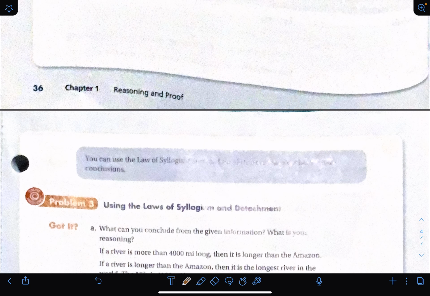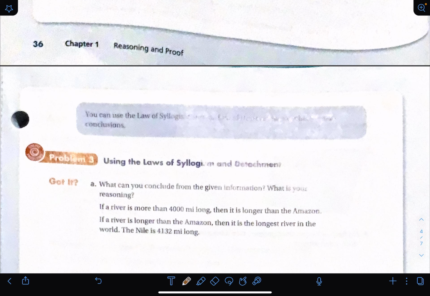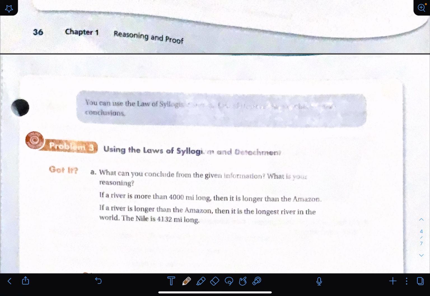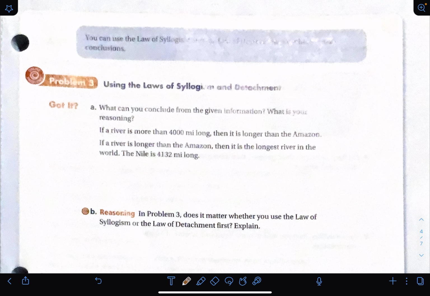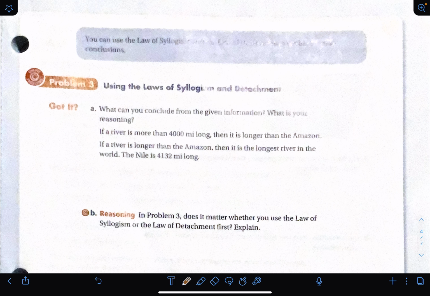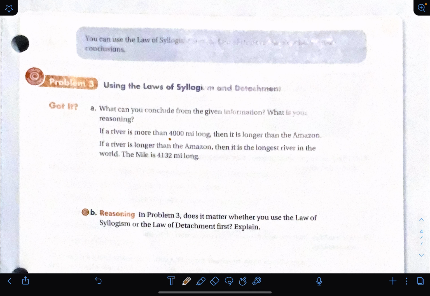All right. You can use the law of syllogism, and that got blurred out. Okay, this is me doing this by hand, and I didn't do a good job on this page. Using the law of syllogism and detachment, what can you conclude from the given information? What is your reasoning? If a river is more than 4,000 miles long, then it is longer than the Amazon. If a river is longer than the Amazon, then it's the longest river in the world, because I guess the Amazon is the second longest.